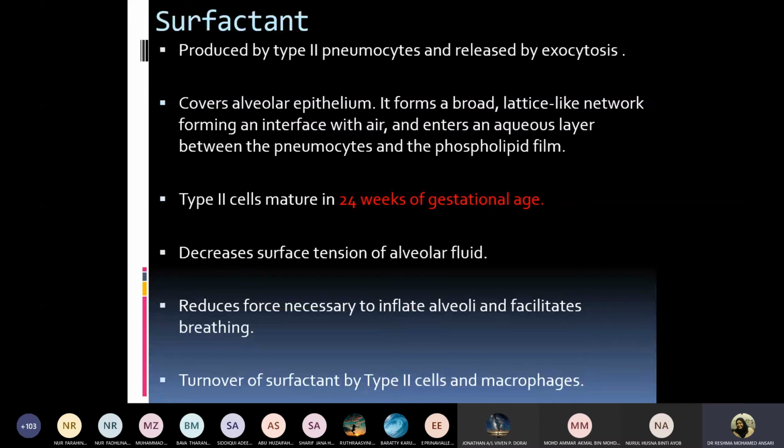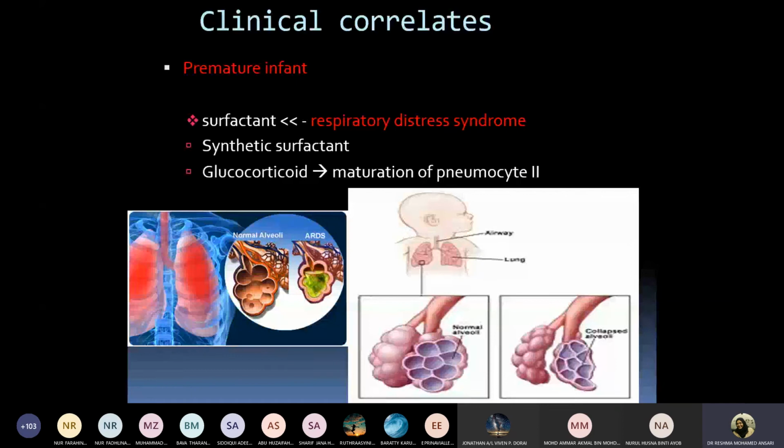So this helps to reduce the force necessary to inflate an alveolus, to ease my breathing process. Coming to the premature infant, if the surfactant is very less, it leads to respiratory distress syndrome. Here we can give glucocorticoids, or steroid injections, to the mother for maturation of the pneumocytes, or they will introduce synthetic surfactant into the lung of the baby so that they will have surfactant on their surface. Without surfactant, the baby goes into respiratory distress syndrome because they cannot open their airway. That's the thing here.